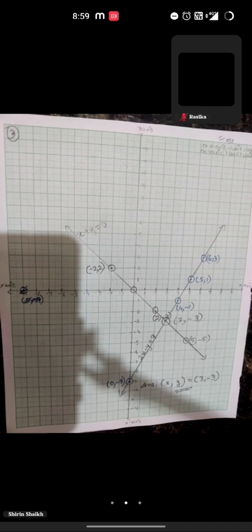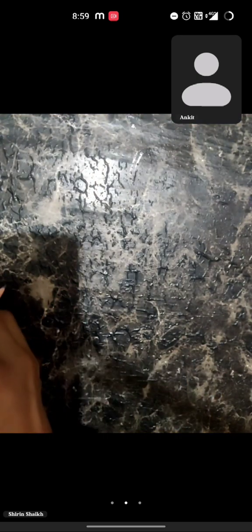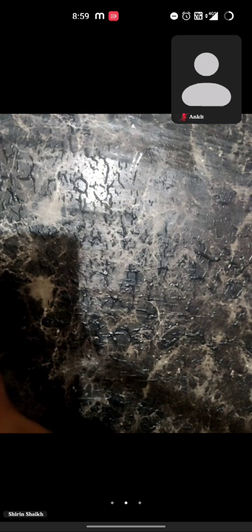Are you with me? If you have done, it's okay. If you're not done, please take a screenshot. Please mute Ankit. Now we'll go on to the fourth sum.